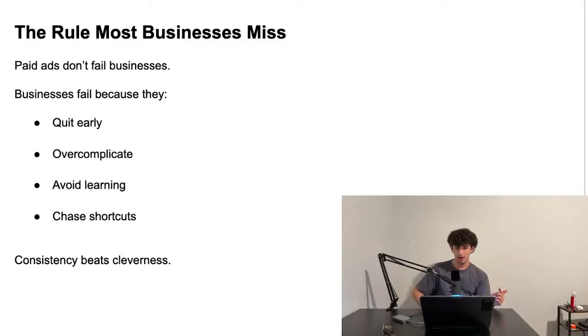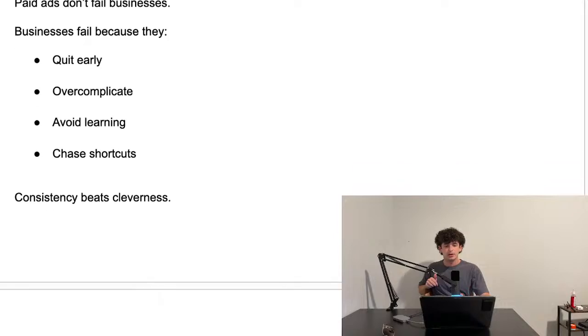That's number one. Businesses fail because they quit early, they overcomplicate, they get shiny object syndrome, they avoid learning and actually fixing the mistakes logically, and they try to chase shortcuts, and those all can easily turn into failure, right? So I would say just staying consistent with that amount of ads per day, the price per day you're paying, stuff like that is going to help you win, right?